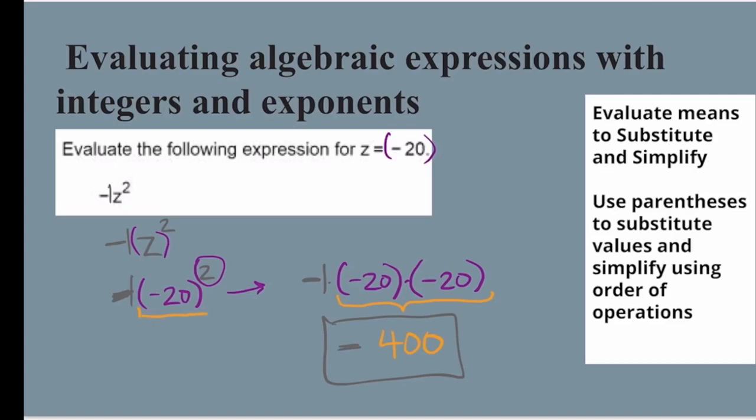So same thing over here. A negative number squared is going to give us a positive 400. And if we have that -1 in front, which is not part of that exponent, that would have to be multiplied. So the answer is -400.